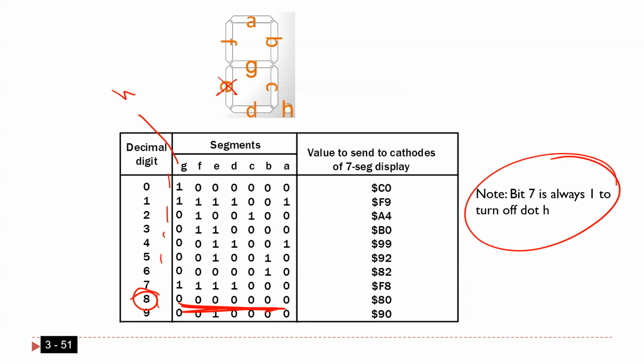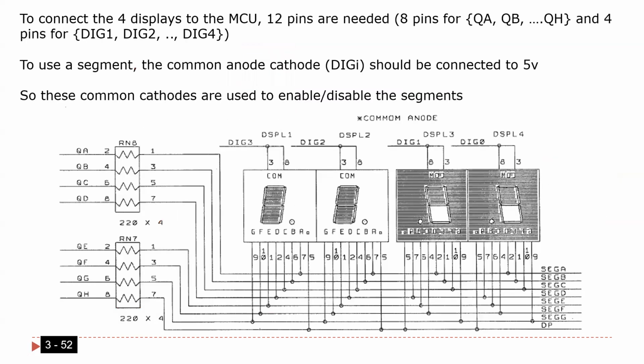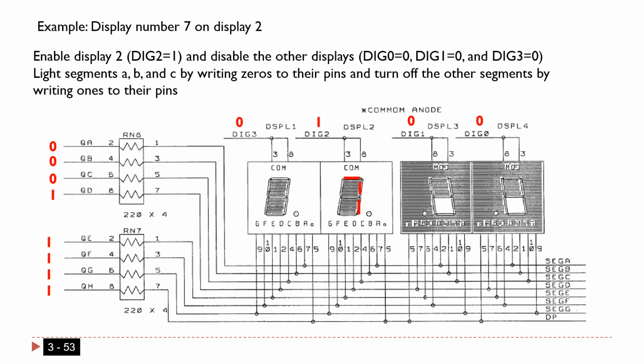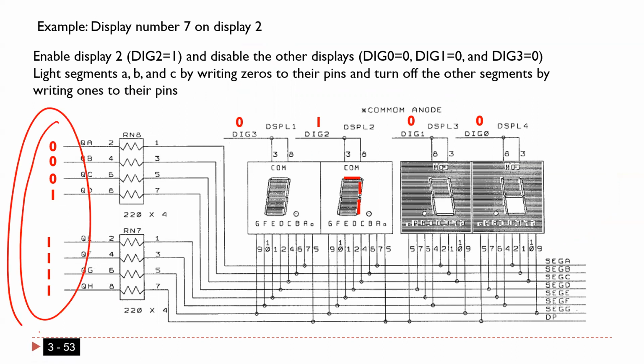So you should understand, if you want to display a number, you have to put the code of this number on A, B, C, D, and so on. Is that okay? Any questions? So let me tell you the conclusion. For example, if I want to display number 7 on digit number 2, what should I do? Number 1, here you have to send the code of 7.